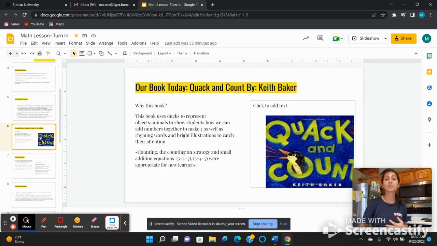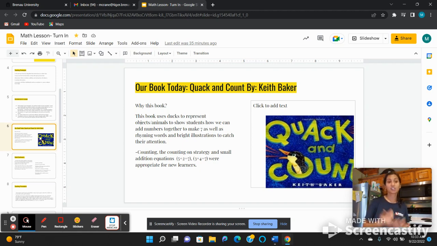Why this book? This book uses ducks to represent objects or animals like the standard shows, to show students how we can add numbers together to make 7. It also has rhyming words and bright, colorful pictures to catch their attention. The counting strategy, the counting on strategy, and small addition equations are all represented in this book and are appropriate for new learners.